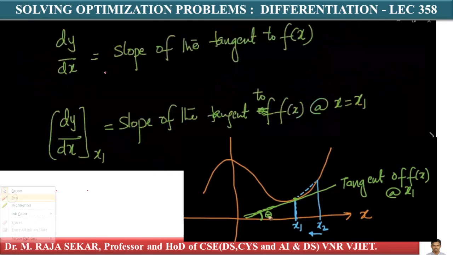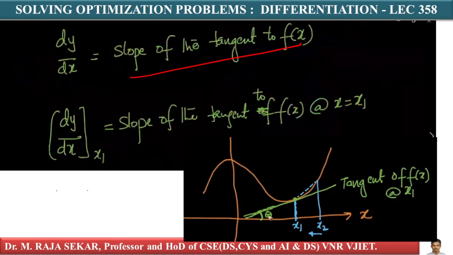First, what is dy by dx? Slope of the tangent to f of x. Dy by dx at x1 is the slope of the tangent to f of x at x equal to x1. That's what differentiation is literally measuring.